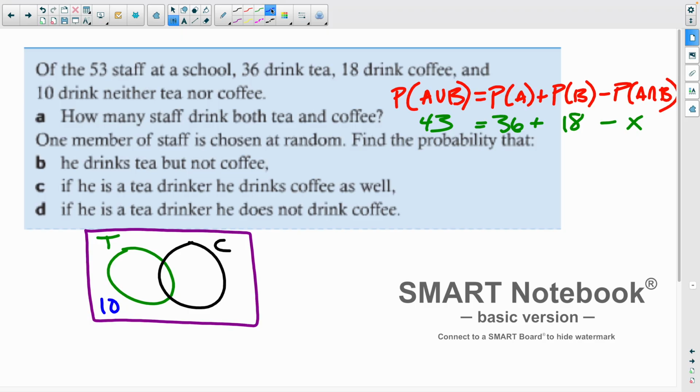Good. All right? Now, 36 and 18, I believe is 54. Is that correct? No? I think I'm okay on that one. All right? So I have negative 11 equals negative X.